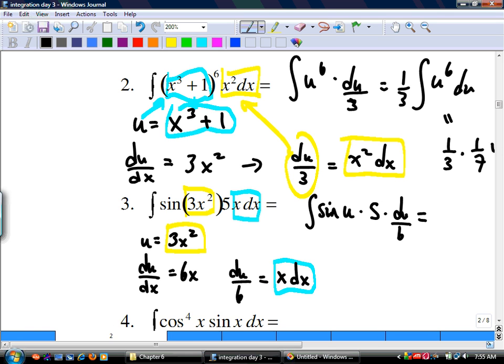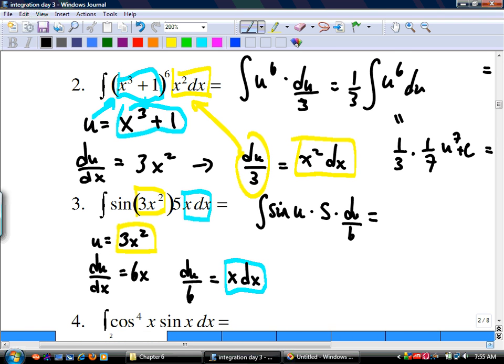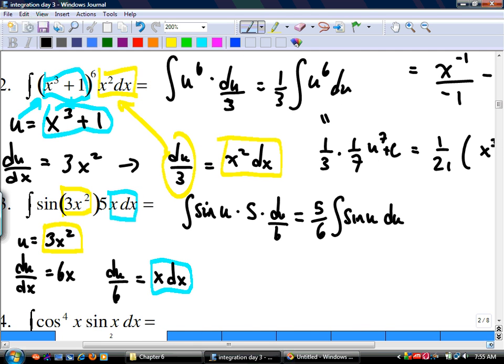So what can you do with that? Bring the 5/6 out, and you take the antiderivative. Antiderivative of sine is negative cos. That was the one that I always screwed up.